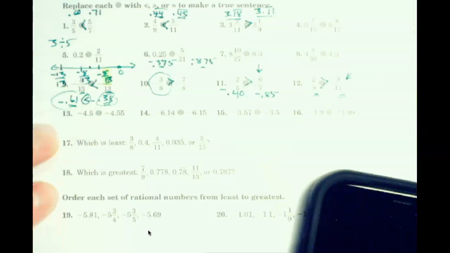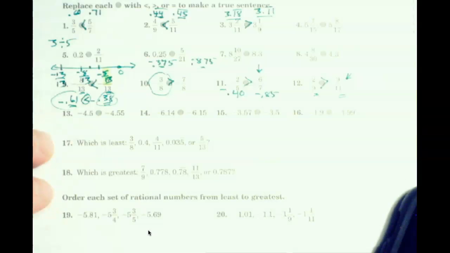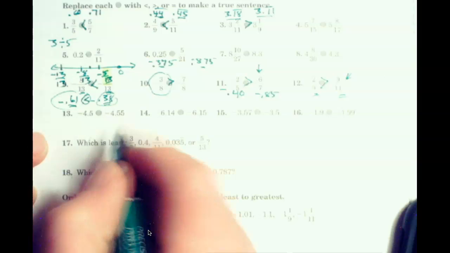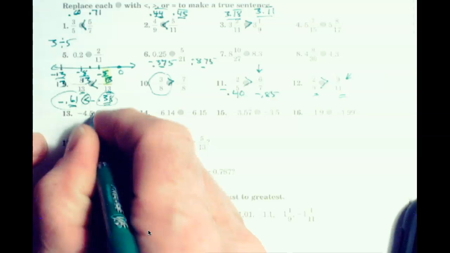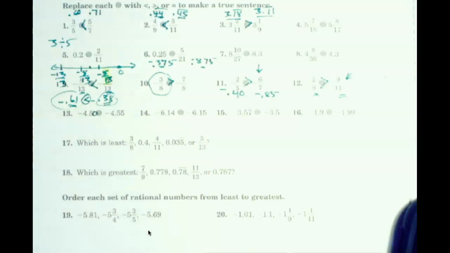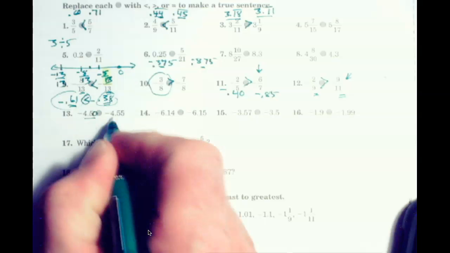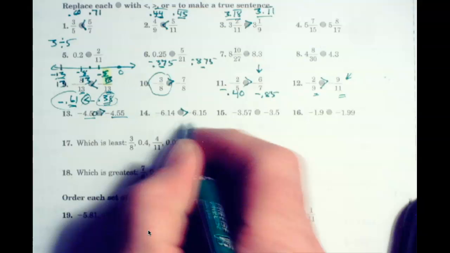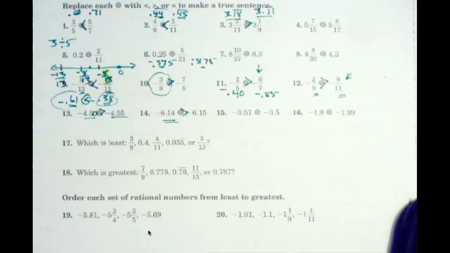All right. Now, these are a little bit simpler to look at, number 13, because we're working with the exact same type of thing, but in decimal form. So this one here, I'm just going to add a 0 on here. Which one of these is greater? Well, they're both negative, so which one is less negative? This is a negative $4.50. This is a negative $4.55. This one is greater. Same thing here. This is a negative $6.14. This is a negative $6.15. This is closer to 0. It's less negative, so it's greater.